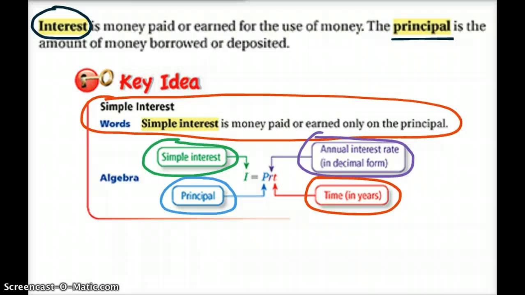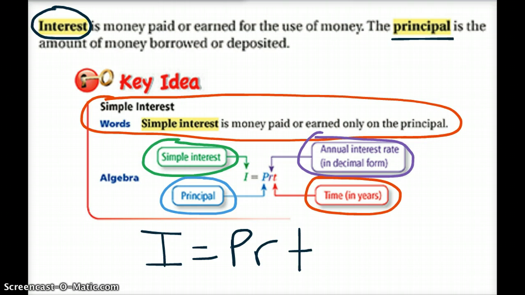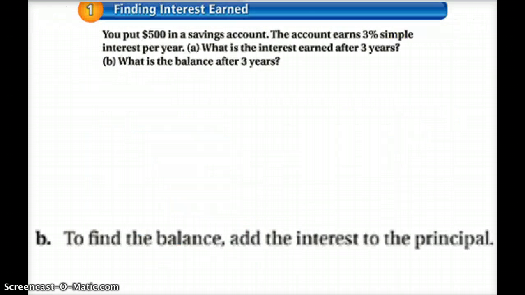Okay? So let's just look at the formula a little bigger. This is what we're going to be using for all of our problems. I equals P times R times T. So take a look at example number 1. You're going to copy down what I'm doing and follow along with me. You put $500 in a savings account. The account earns 3% simple interest per year. Part A, what is the interest earned after 3 years?